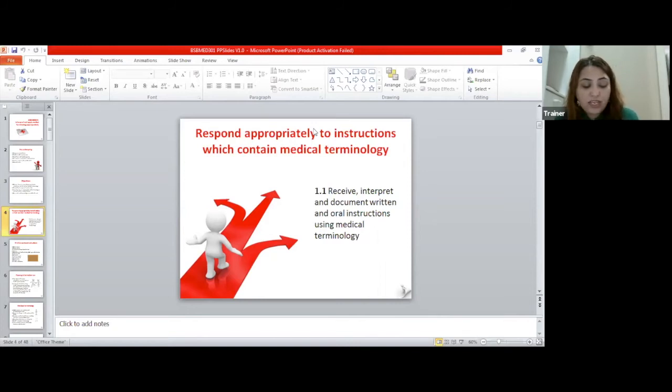Now, change in bowel habits. That means maybe normally the client passes stools once a day, but now it's been 2 or 3 days and they're not able to pass stools. Or maybe it's the opposite, could be diarrhea several times a day. So, change in bowel habits.